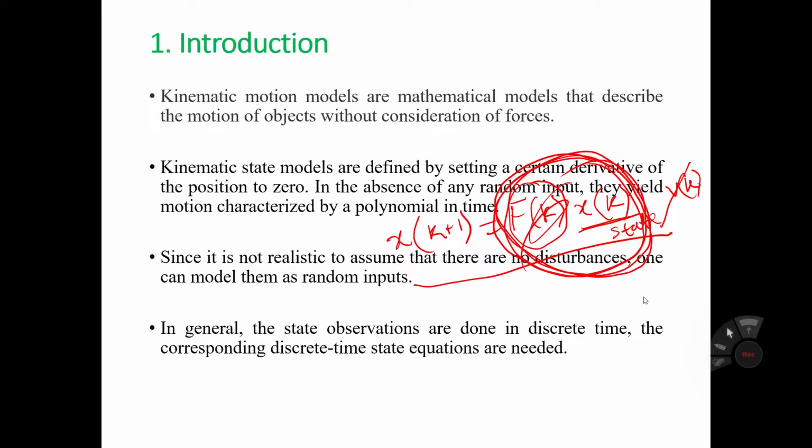It is not realistic to assume that there are no disturbances. One can model them as a random input. So we add some random noise, v of k, in the kinematic model. In general, the state observations are done in discrete time, so the corresponding discrete time state equations are needed.